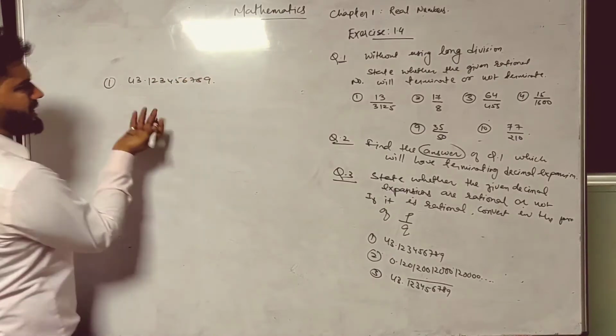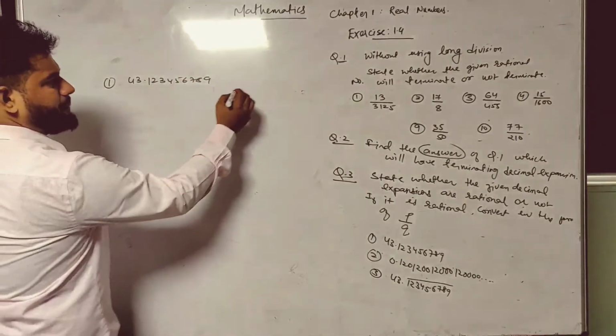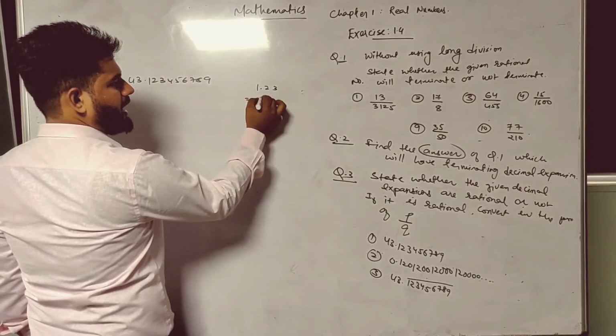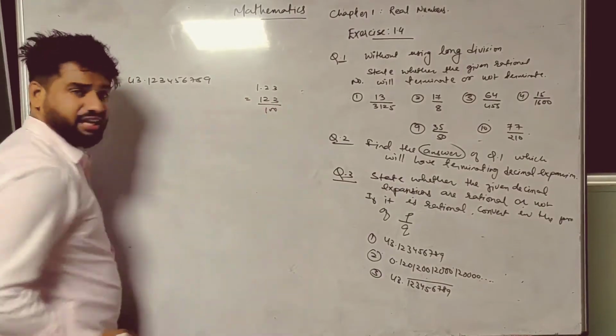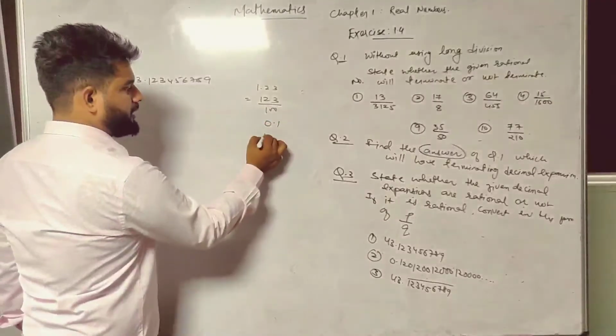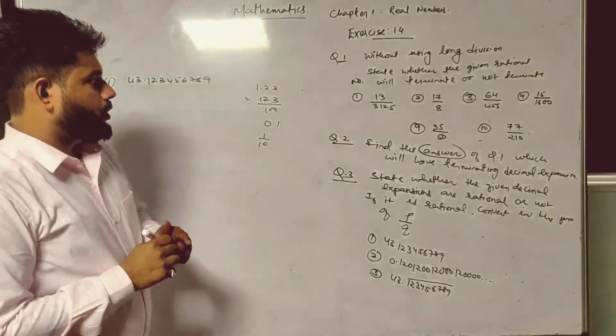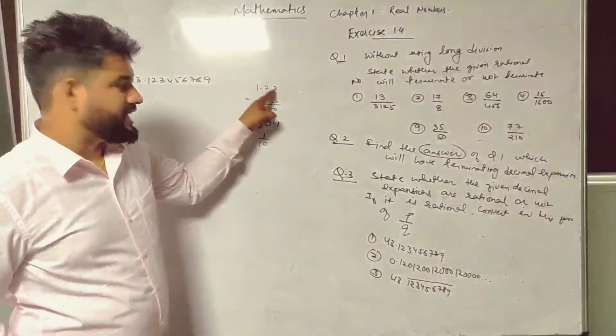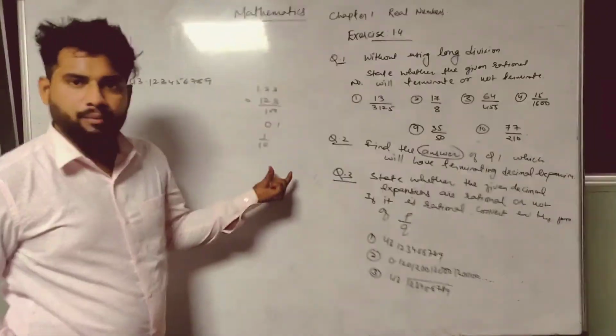So it is quite simple, you have already done that. For example, suppose 1.23 is there, so you write it as 123 by 100, isn't it? If 0.1 is there, you write 1 by 10. So whatever digits are there after the decimal, that many 0s should be there in the denominator.